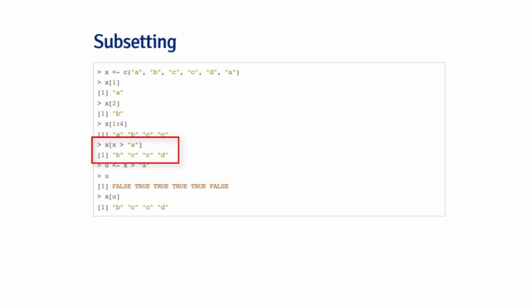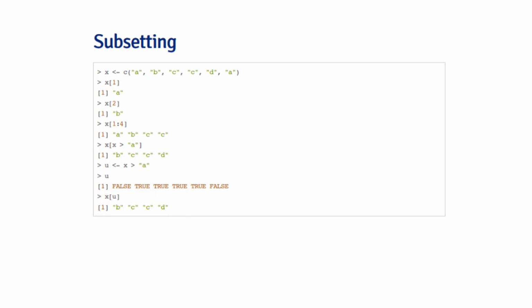The other thing I can do is create a logical vector, which here I call u, which tells me which elements of the vector x are greater than a. If I print out u, I can see that the first element is equal to a, so it's not greater than a. Then the next 4 are greater than a, but the last element is equal to a, so again that's FALSE. And so I can subset the vector x with this u vector, and then I get out all the elements that are greater than a.